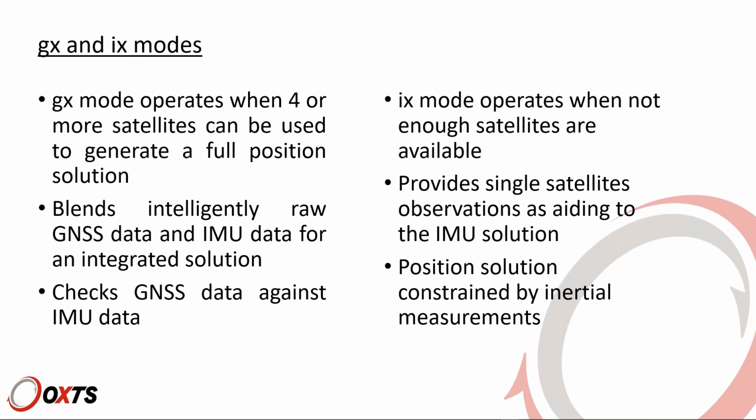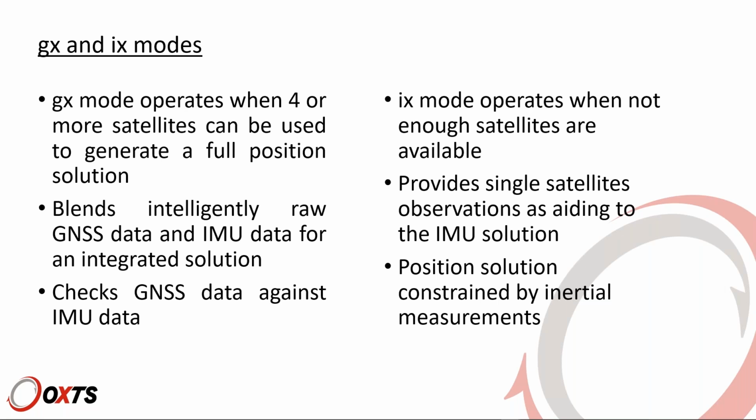GX and IX. GX mode operates when you have at least 4 satellites, so it is similar in this to the GNSS receiver. But it works differently. As mentioned, it doesn't calculate the position just from the GNSS data, but by integrating and merging GNSS and IMU data together. It checks the GNSS data and the IMU data against each other in order to figure out what the real motion is and hence what the real solution is. We will see examples of this later on in a bit.